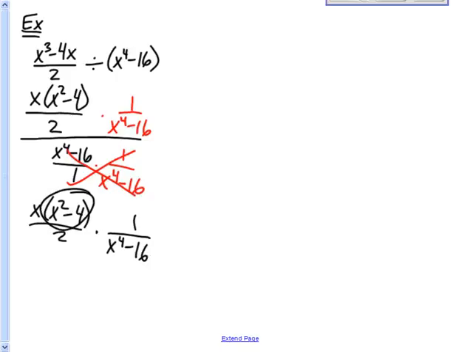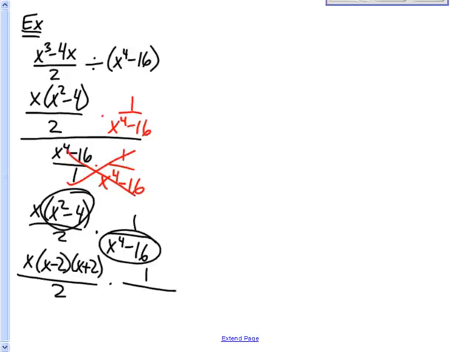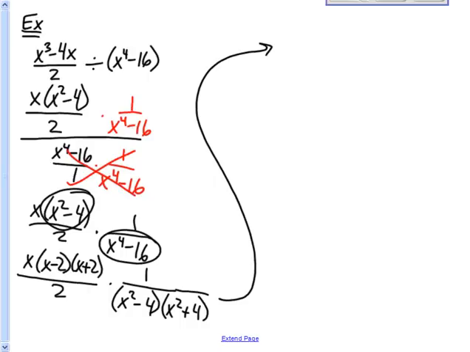This will keep factoring. X minus 2, x plus 2, so I've got a difference of squares there. And you notice this x to the fourth minus 16 will keep factoring. That is quadratic in form. So x squared minus 4, x squared plus 4. Okay, let me bring all this up here. Now you notice that x squared minus 4, I can still keep going on that one, right? That's also a difference of squares, so x minus 2, x plus 2.